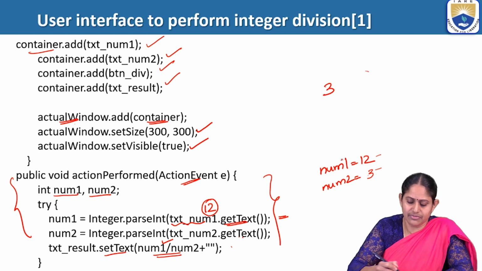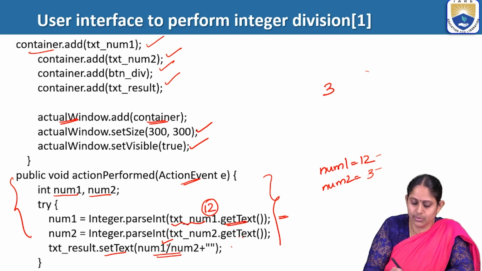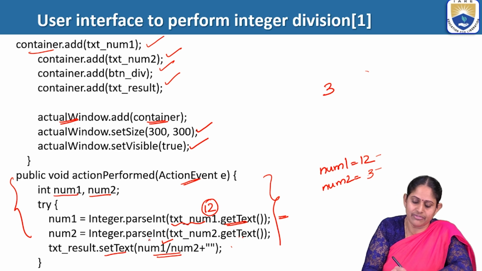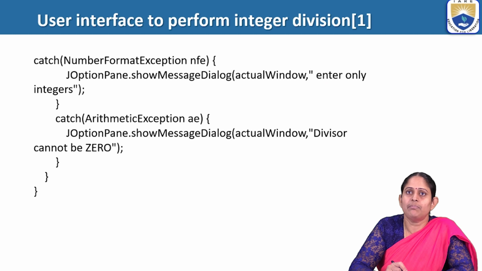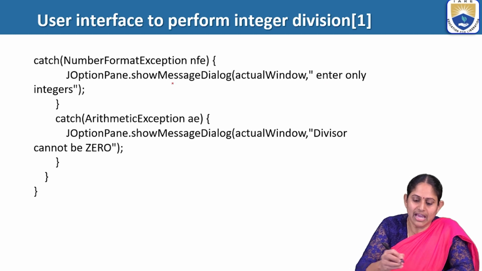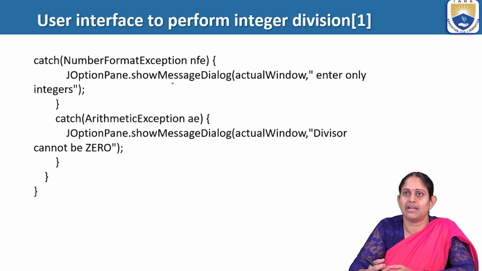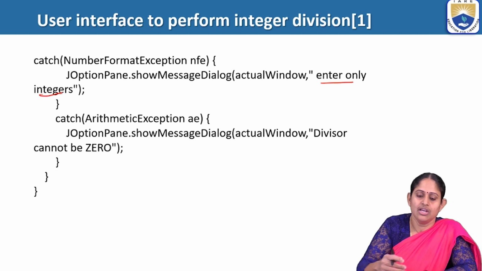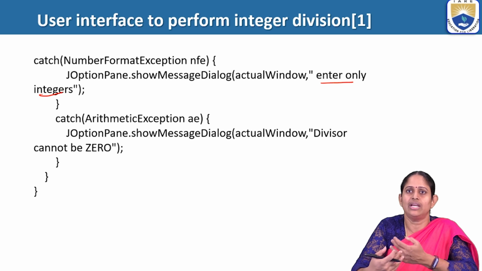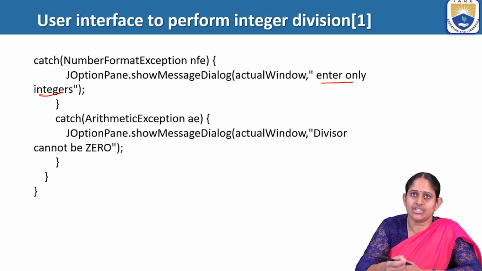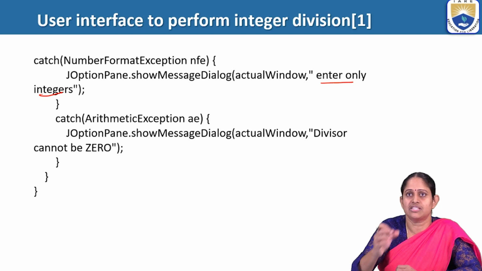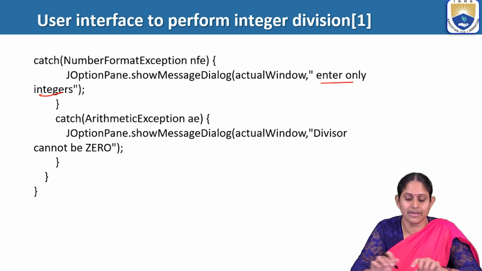Now in case we give some value other than integer, for example if we give some characters like a onto num1 or num2, then it will throw a NumberFormatException, and we have to display an error message saying enter only integers. Here we are told to take only integers, so if we give any character value, it is an exception. In such cases, that exception message has to be displayed on a dialog window.